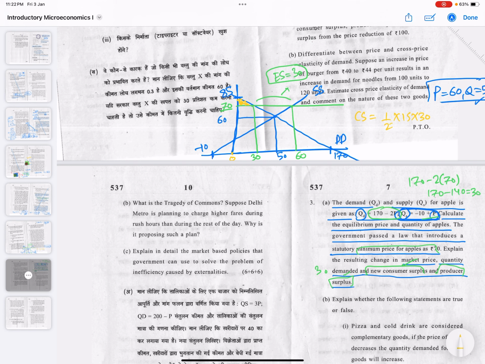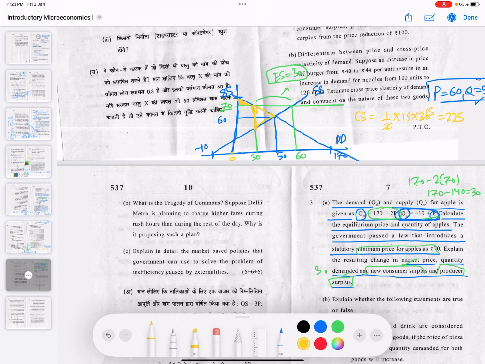And this is coming out to be 225. This portion is the deadweight loss. The producer surplus would be this area. I'll draw in red.